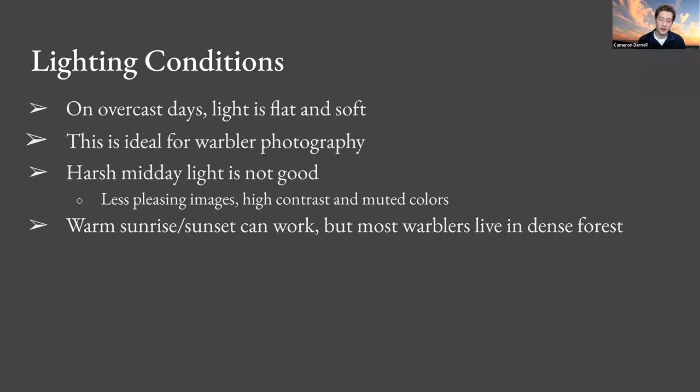So the golden hour, the sunrise, the sunset light, that warm light is just kind of canceled out because the trees often block most of it. Sometimes you can photograph warblers in sunny days, and I'll give an example of that in a second, but for the most part, overcast days are best for warbler photography. The light is flat and soft. You don't have harsh shadows and highlights like you get at midday sunlight. So you can create pleasing images without having high contrast and muted colors from sunny day, midday light.